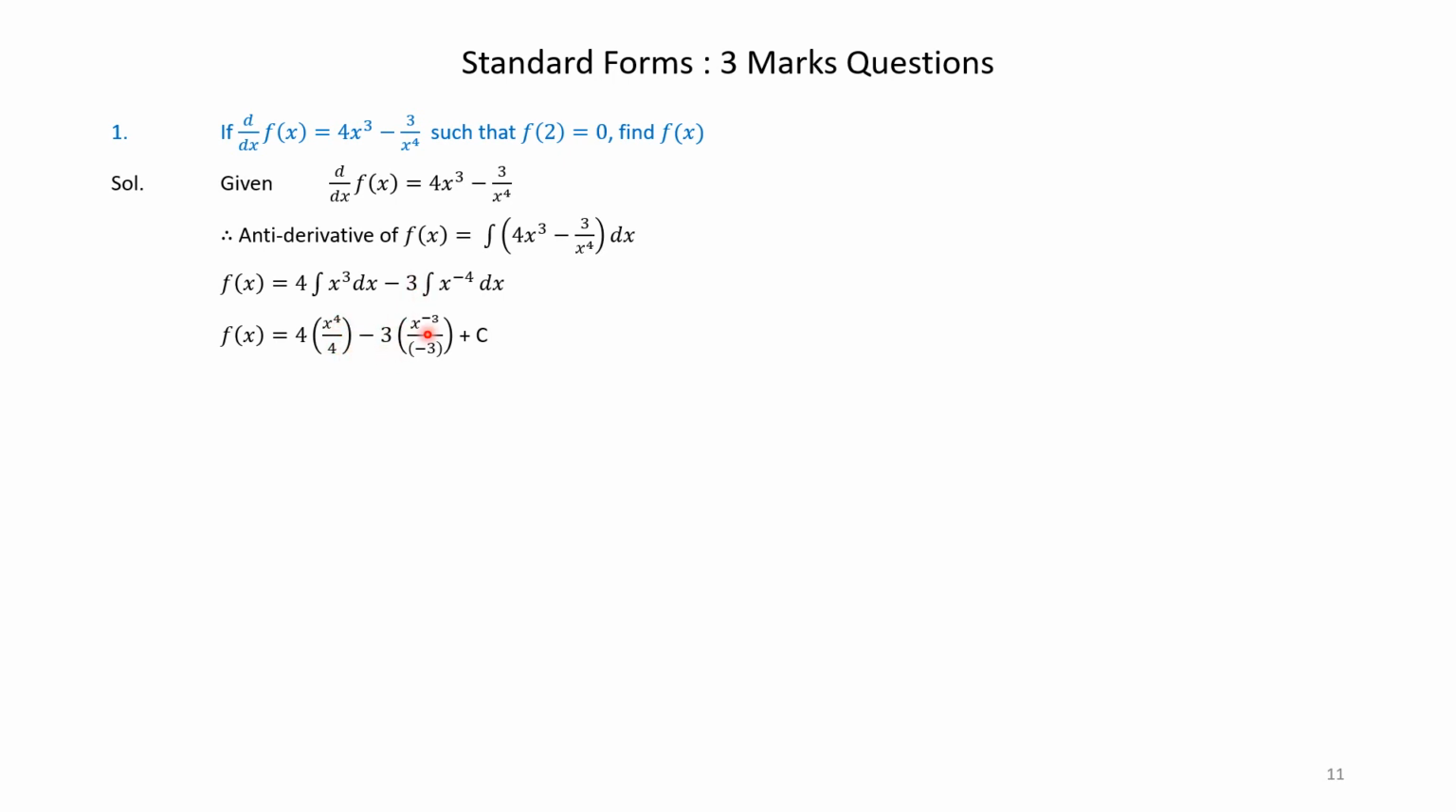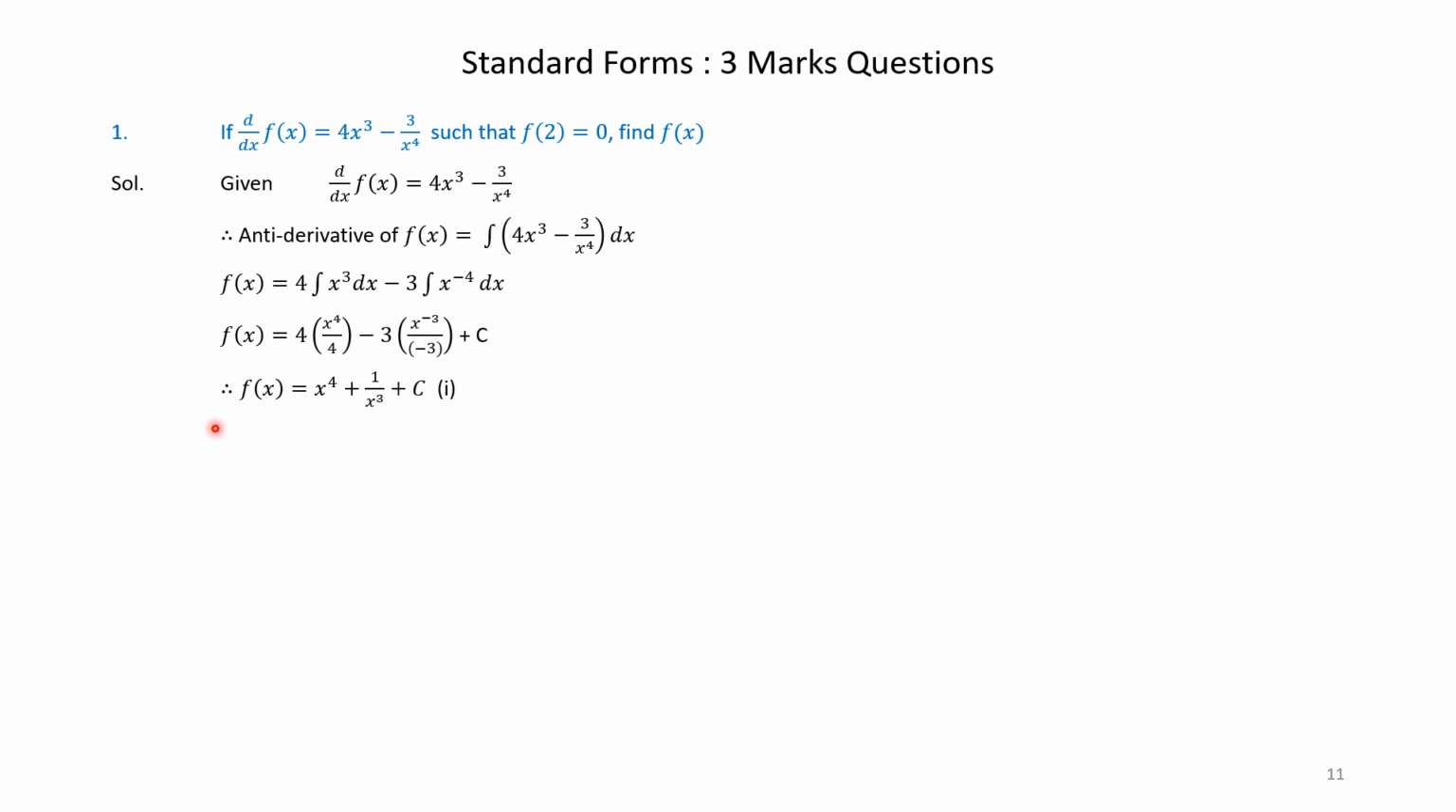Minus 3 into, here also we have to add 1. But here minus 4 is there. Minus 4 plus 1 is minus 3. X to the power of minus 3 divided by minus 3 plus c. Plus c is the constant of integration. Therefore, simplifying, we get f(x) is equal to: this 4 and this 4 get cancelled, x to the power of 4, and this minus becomes plus, 3 and 3 get cancelled, and x to the power of minus 3 in the numerator when moved to the denominator becomes 1 over x cube, plus c. C is the constant of integration. Let it be equation 1.